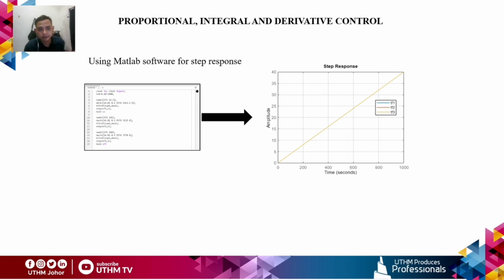We are using the MATLAB software to get the step response. This is the code, which then produces the graph. According to the graph shown here, all three graphs exhibit linear behavior when the PID control is applied. The blue line is for TF1, which is 250, TF2 is for 500, and TF3 is for 600. Sorry for the colors not being very clear here; it is supposed to be blue, then orange, red, and then orange.